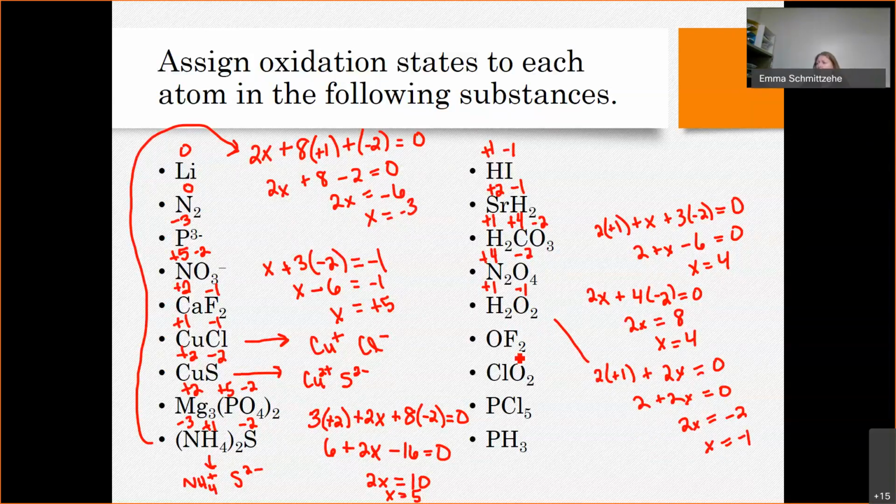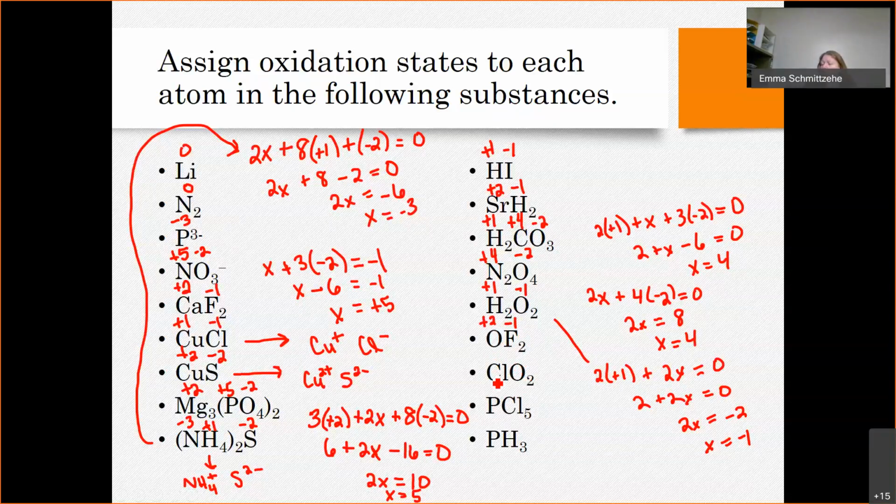And then the next one, you've got OF2. So again, be careful with that oxygen because it's with fluorine, and fluorine has to be -1. So you can write the equation, or you can start thinking about this stuff in your head a little bit. You've got 2 -1s, so that's a total of -2, and you need to add something to that to make it 0. So it's going to have to be a +2 in this case to make that sum equal 0. Okay, so that's another kind of oddball when oxygen's with fluorine.